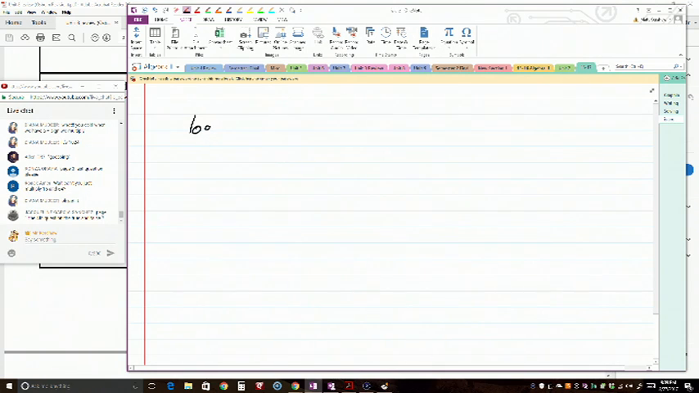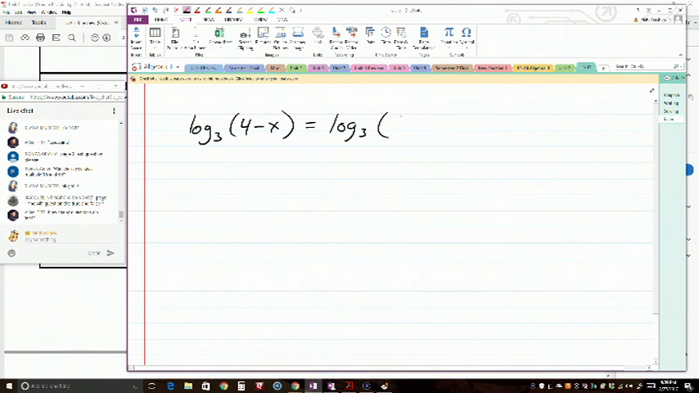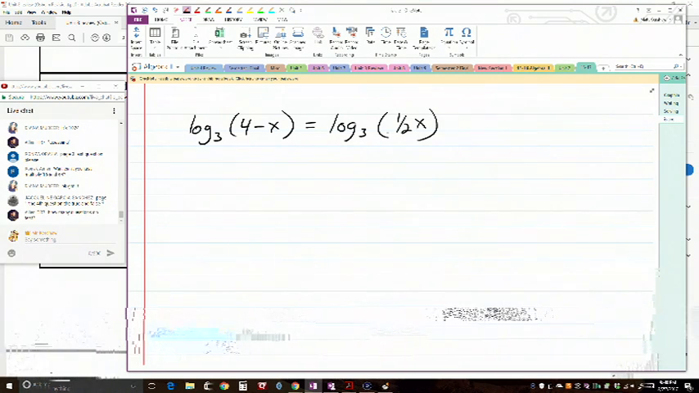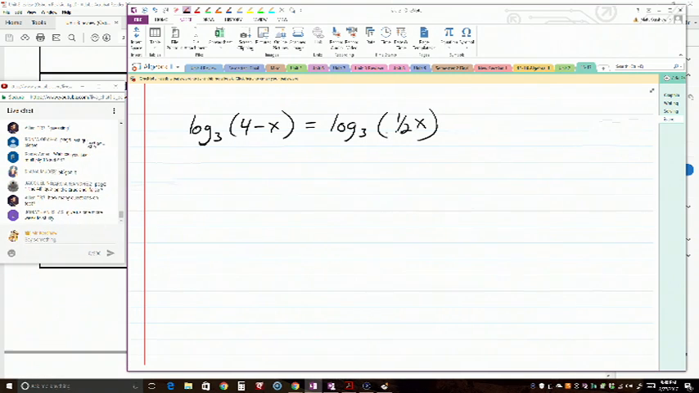How about log base 3 of 4 minus x equals log base 3 of 1/2 x? There's a lot of material, and you'd need a week to study. Well, seeing as today most people didn't even have the packet done after having a weekend to do the packet, that week isn't going to happen. What's the answer to this one?